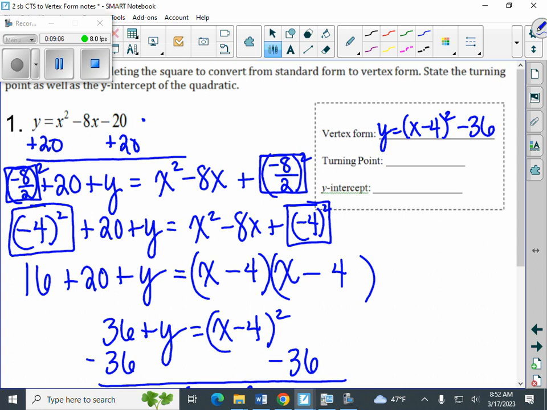And it's not going to show up on your calculator necessarily. So hopefully we can learn to read this. Our turning point: change the sign, keep the sign. Negative 4 becomes positive 4. Negative 36 stays negative 36.